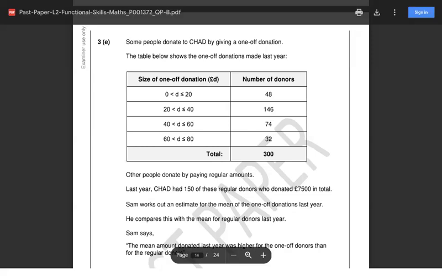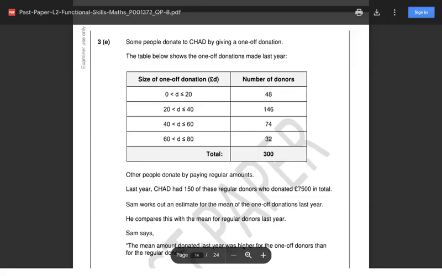Sam works out an estimate for the mean of the one-off donations last year. He compares this with the mean of a regular donor last year. Sam says that the mean amount donated last year was higher for the one-off donors than for the regular donors. Is Sam correct? Show how you decide.